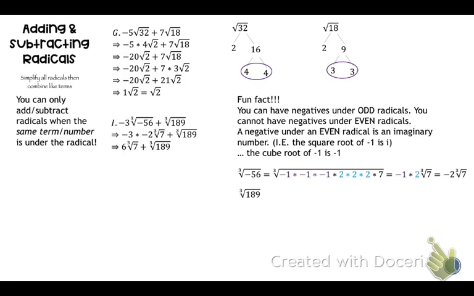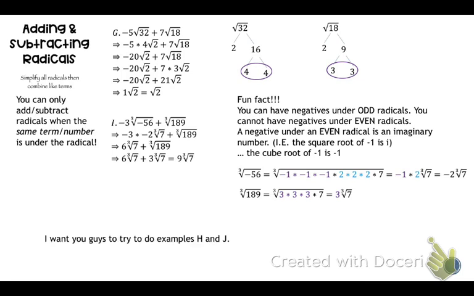And then the cube root of 189, you get 3 times 3 times 3 times 7, which those 3s can pull out. If you don't believe me, then do it for yourself. I don't want to waste time doing that part of it, though. And then that's 3 cube roots of 7. So that becomes 3 cube roots of 7, which is 9 cube roots of 7. Okay? I want you to try and do H and J.